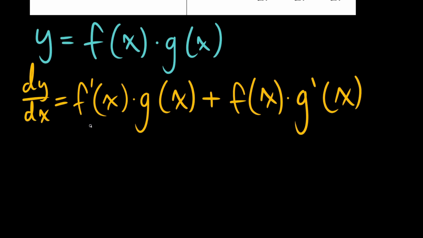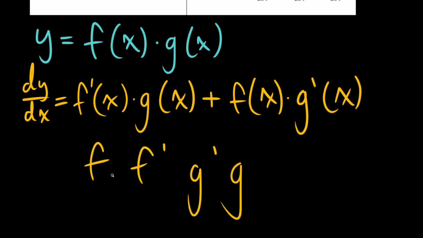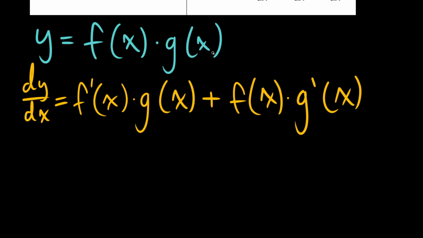You can see how they alternate, and that this is used once, this is used once, this is used once, and this is used once. All the functions and their derivatives are used once. And you just have to remember that in this order. And if you remember it in this order, it also helps later when you want to use the quotient rule.